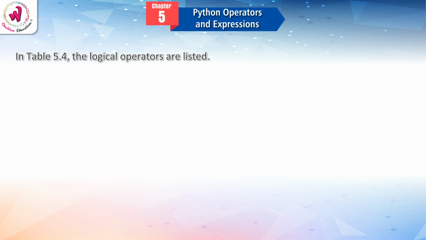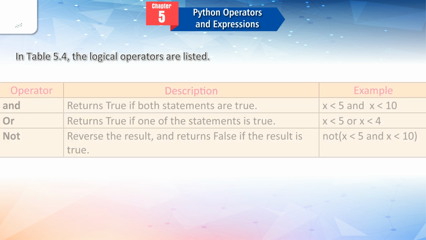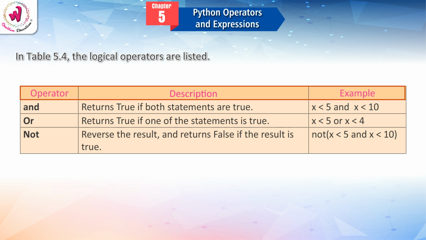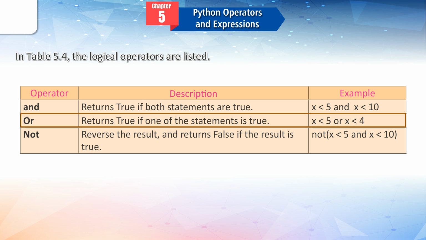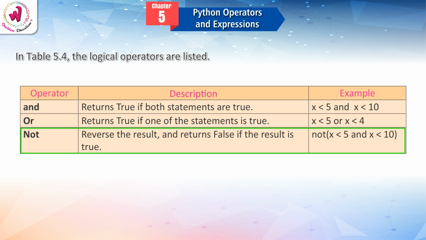In Table 5.4, the logical operators are listed. Operator, description, example. And returns true if both statements are true: x is less than 5 and x is less than 10. Or returns true if one of the statements is true: x is less than 5 or x is less than 4. Not reverses the result and returns false if the result is true: not (x is less than 5 and x is less than 10). Table 5.4 List of logical operators.